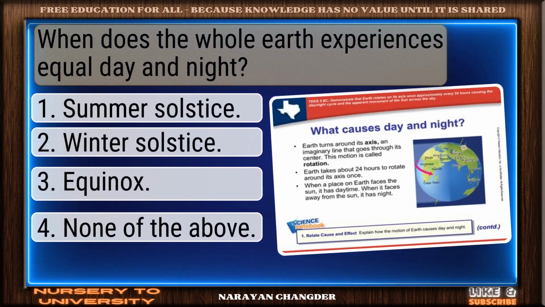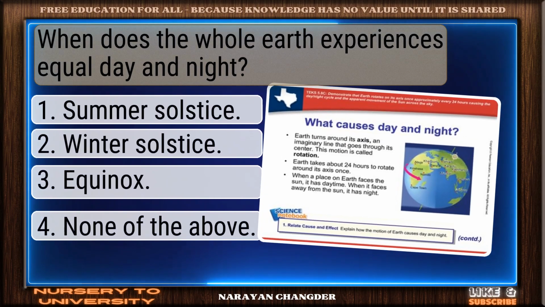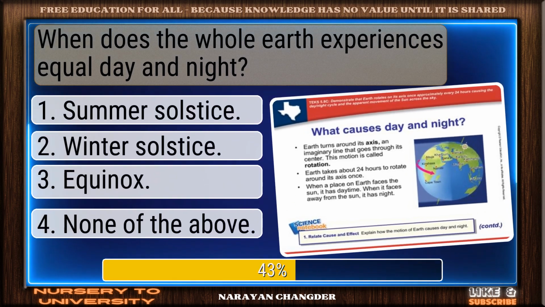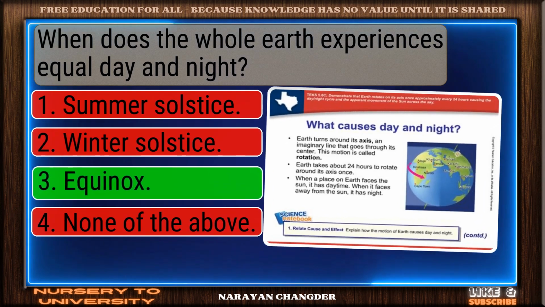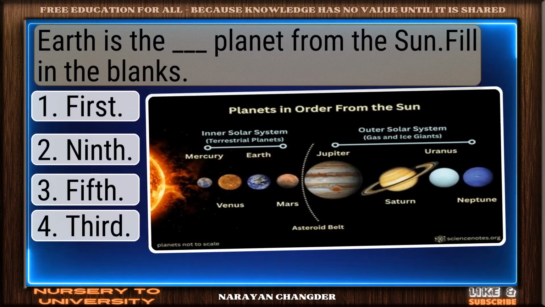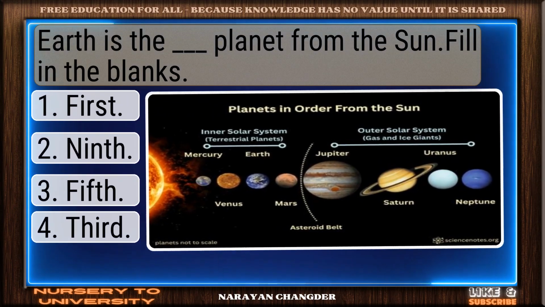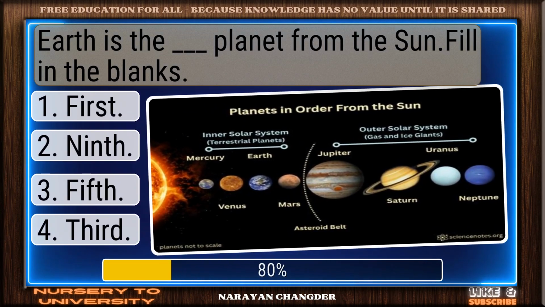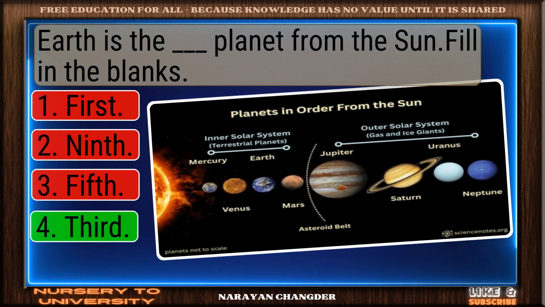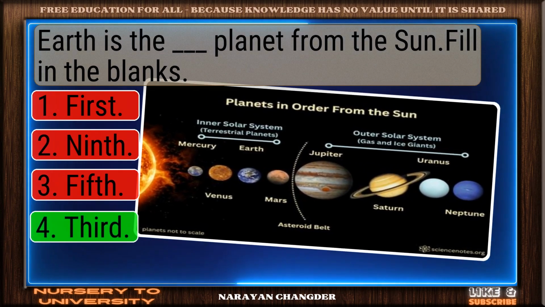When does the whole Earth experience equal day and night? Perfect. Equinox is the correct choice. Earth is the dash planet from the Sun. Fill in the blanks. Right again. Third is a valid answer.